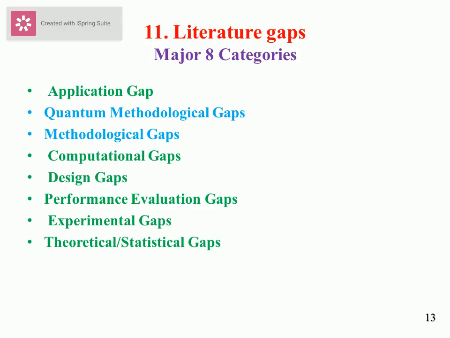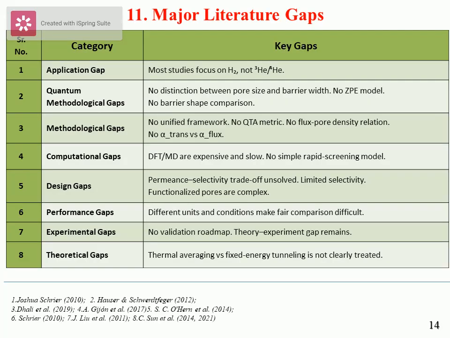We identified 8 main gaps in the literature. These include application gaps, quantum and methodological gaps, design and performance gaps, and experimental as well as theoretical gaps. But the main missing piece is the unified quantum framework for helium isotope separation. So we identified 8 literature gaps.